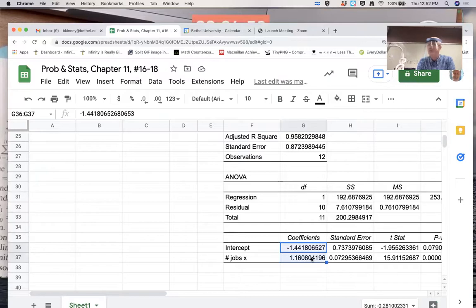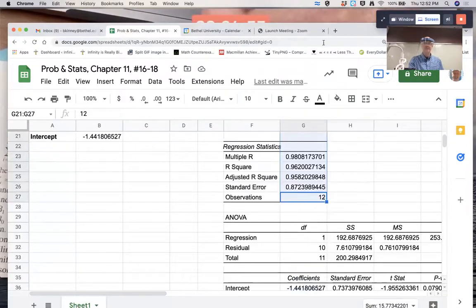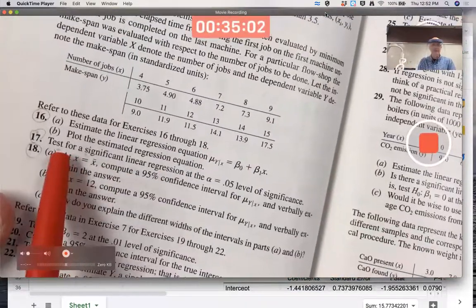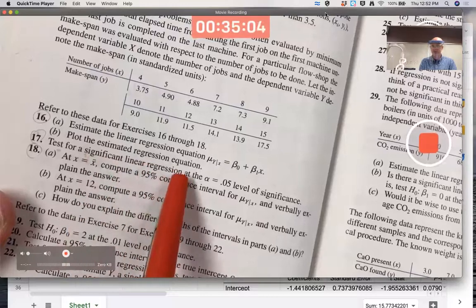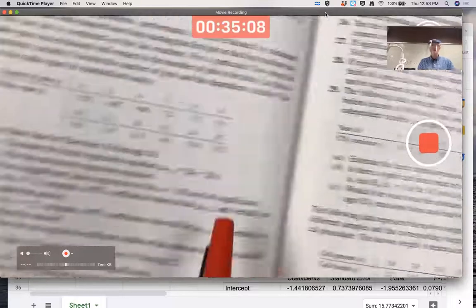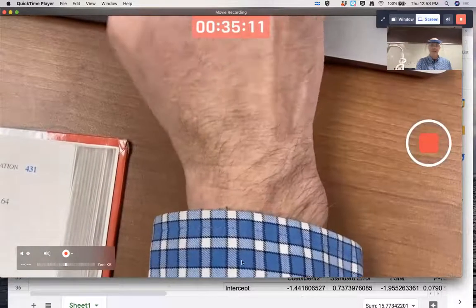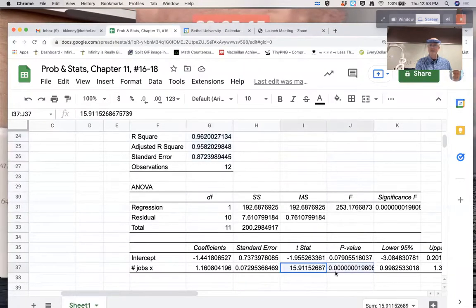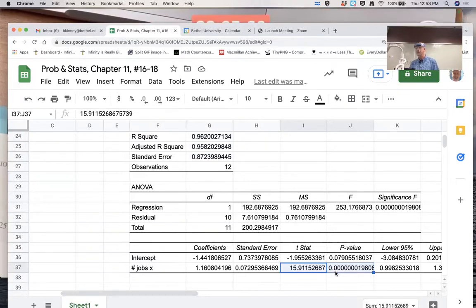17, once you got this regression output, there's not much to do. 17 says, test for a significant linear regression at the 5% level of significance. If we've got this output, you say, hey, there's the t-stat and the p-value. P-value is really small. Reject the null at the 5% level. It is significant, is what you should have said.